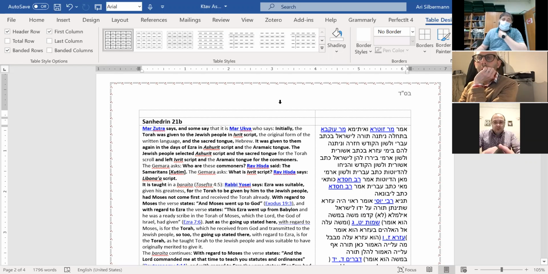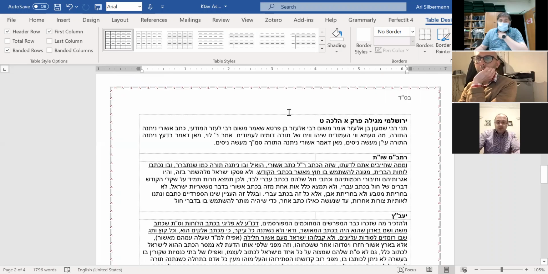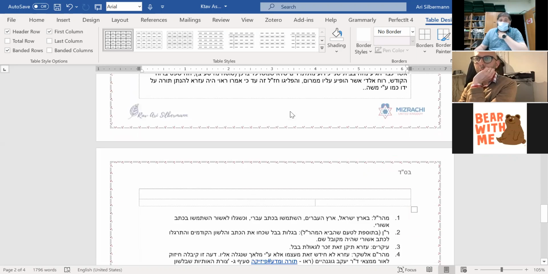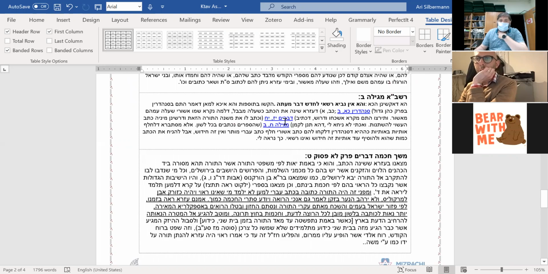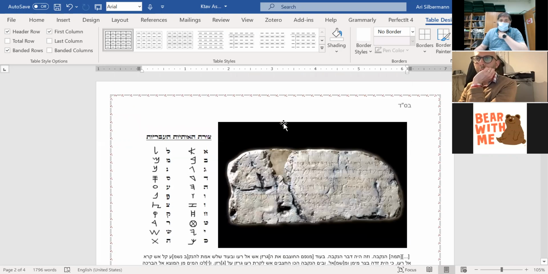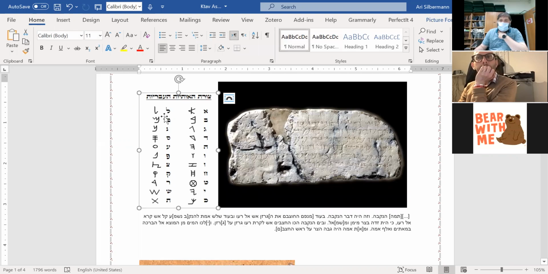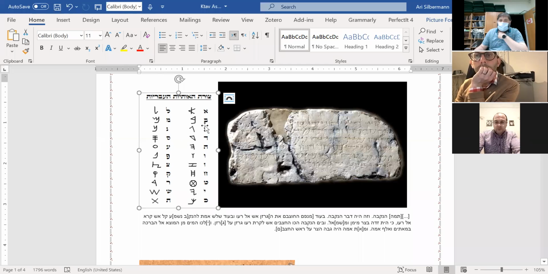Ashurit script commonly, although there's a machloket about this point as well, is our script. Just so you know the difference, this will become important later. You can look on the sheet, Aaron, as well. In front of you, you can see the letters of the different otiot: Aleph, Bet, Gimel, on the first sheet on the left. That is ancient Hebrew, and that is what we know. This is Ashurit, and this is Ivri.